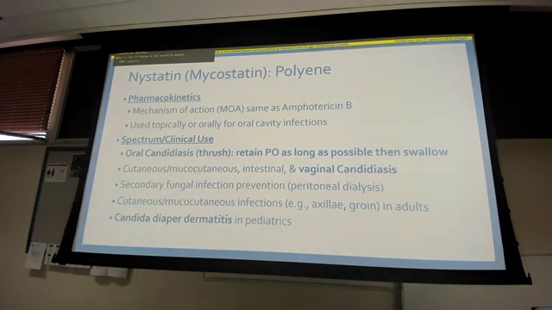So now we're going to transition over to the other polyene, and this is going to be nystatin. This is kind of completely different compared to amphotericin, but we still have the same mechanism of action. This is going to be used topically or orally for oral infections. The most common area that we're going to see this is for thrush, and what we're going to do is retain that PO as long as possible and then swallow. Other times we'll use nystatin is for cutaneous or mucocutaneous candidiasis, yeast infections, as well as dermatitis in pediatrics.